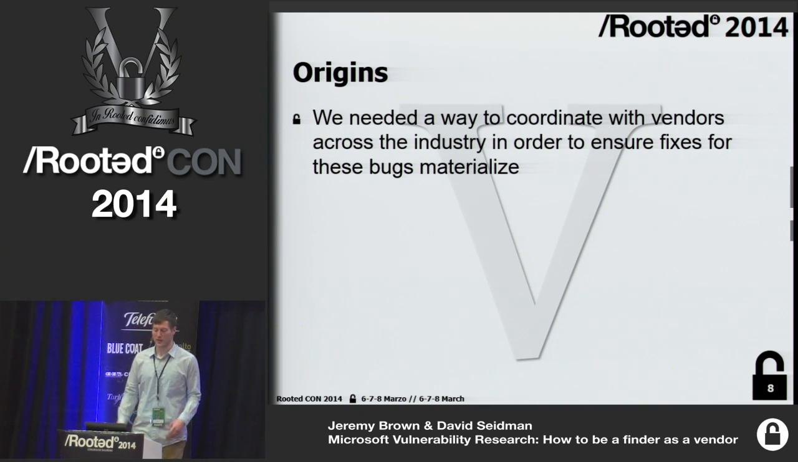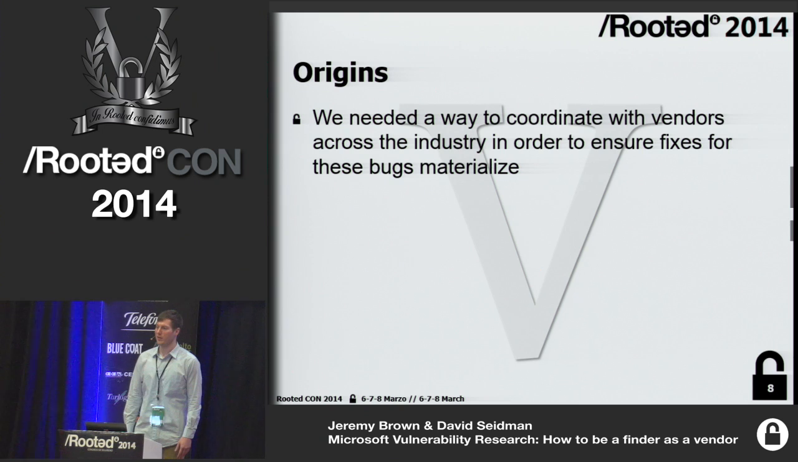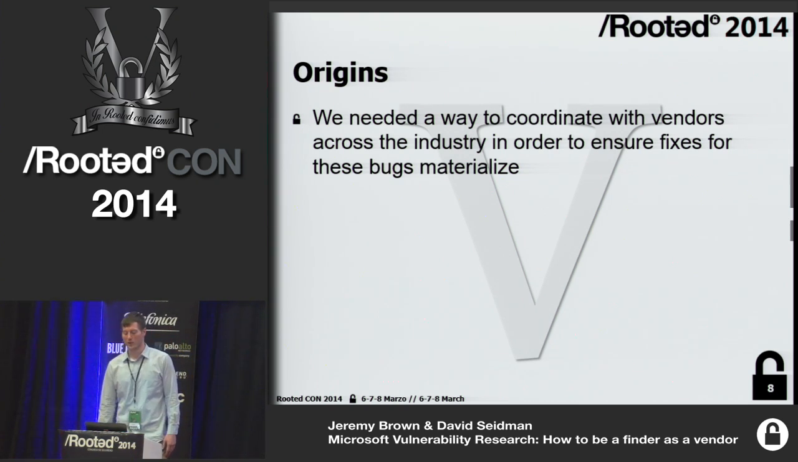Also, of course, we need a way to coordinate with other vendors, because when you release fixes, there's a process with releasing Microsoft fixes, and then every other company has their own process, of course. So we need a way to coordinate to ensure fixes actually materialize for bugs. It's easy to submit a bug, file a bug, but actually getting it fixed and getting things followed up on is a different story sometimes.